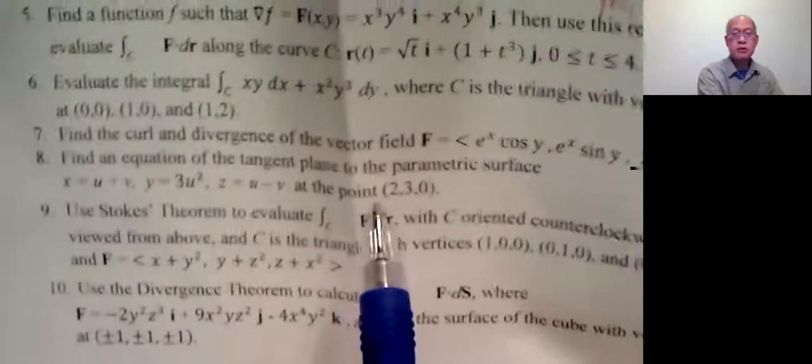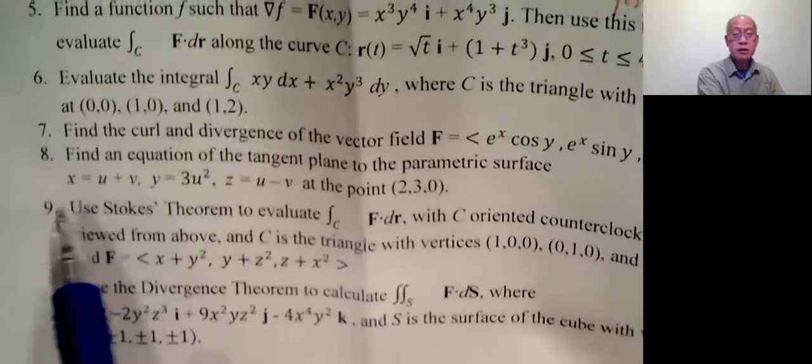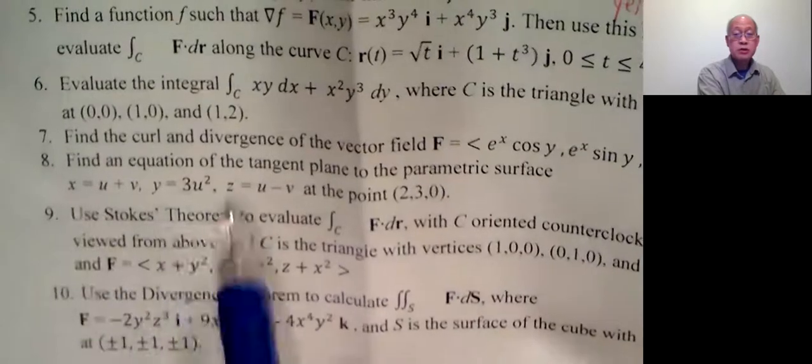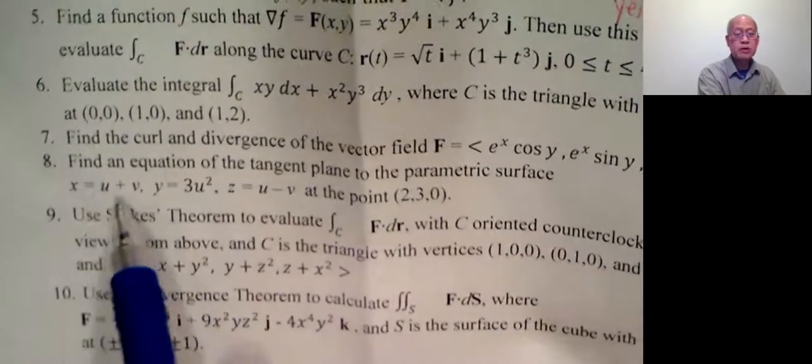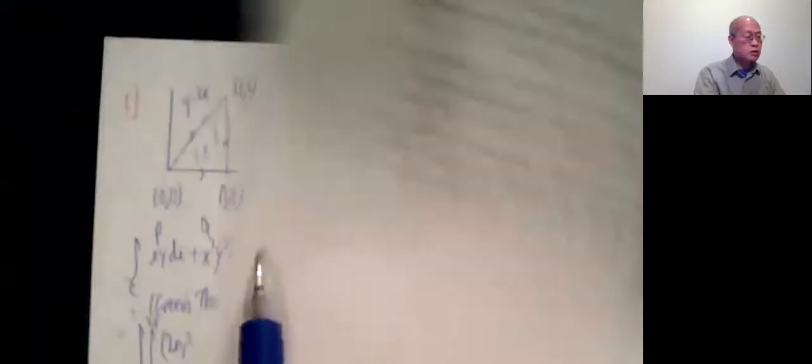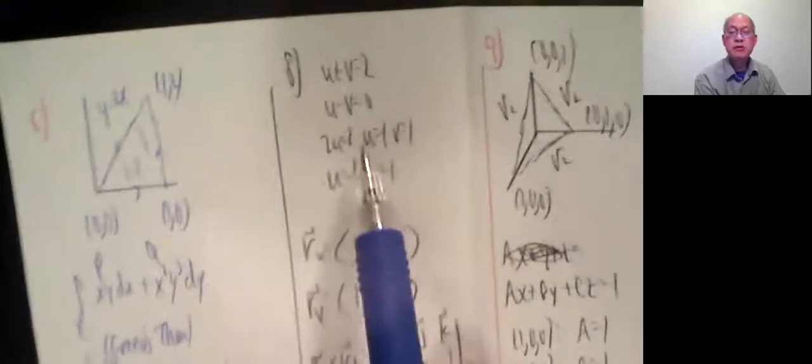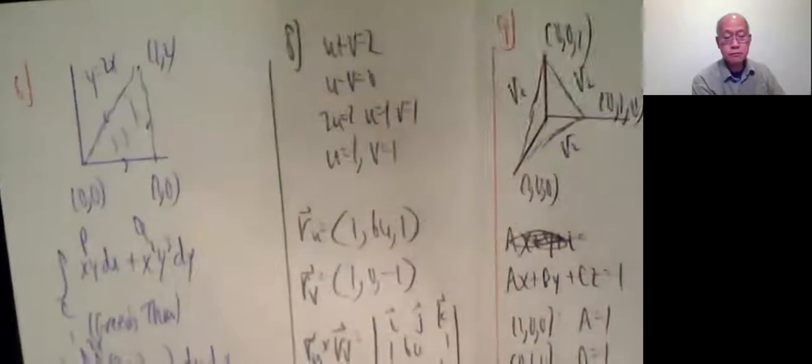Number 8, first I have to find the values of u and v. So 2, 3, 0. I solve the system of equations. 2 equals u plus v. 0 equals u minus v. Add them up. 2 equals 2u. U equals 1. That means v is 1. So u is 1, v is 1.